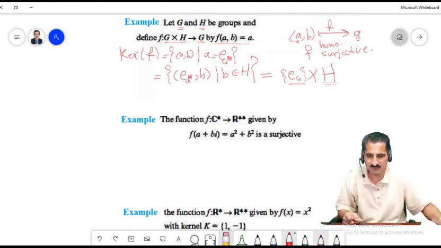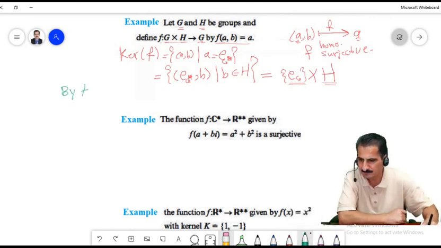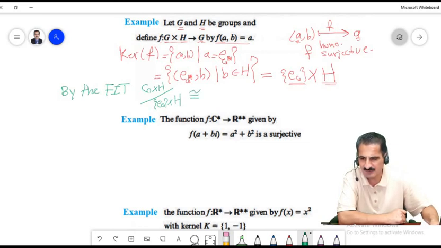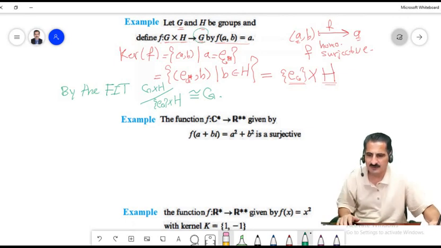And therefore now, by the first isomorphism theorem, we will write it this way. We will have that G cross H over the kernel is isomorphic to what? What is the image in here? To G. It is isomorphic to G.